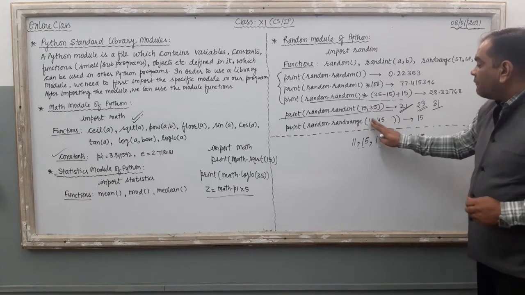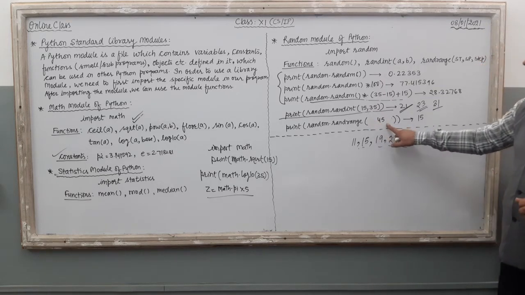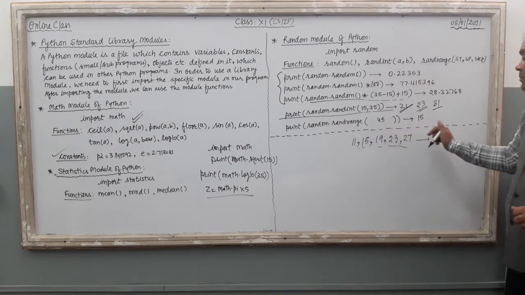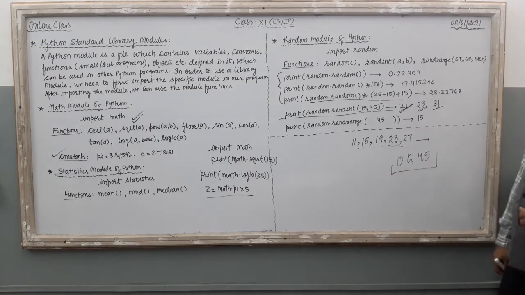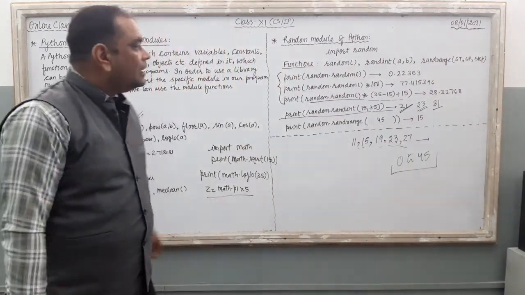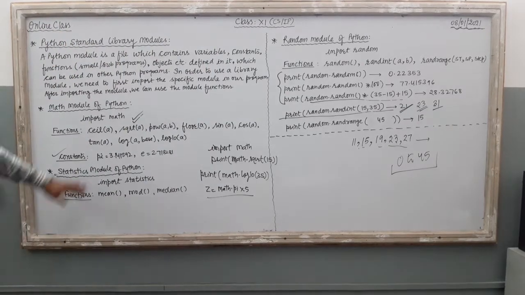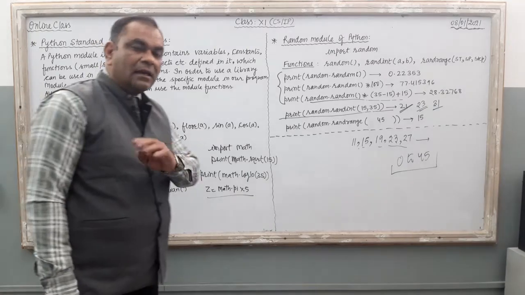Right? Now see, if I remove this first value also, then what will happen? Now the random number will be generated from 0 to 45, the range in between 0 to 45. Clear? So this is the video lecture related with library modules of Python. I hope you understand the concept.